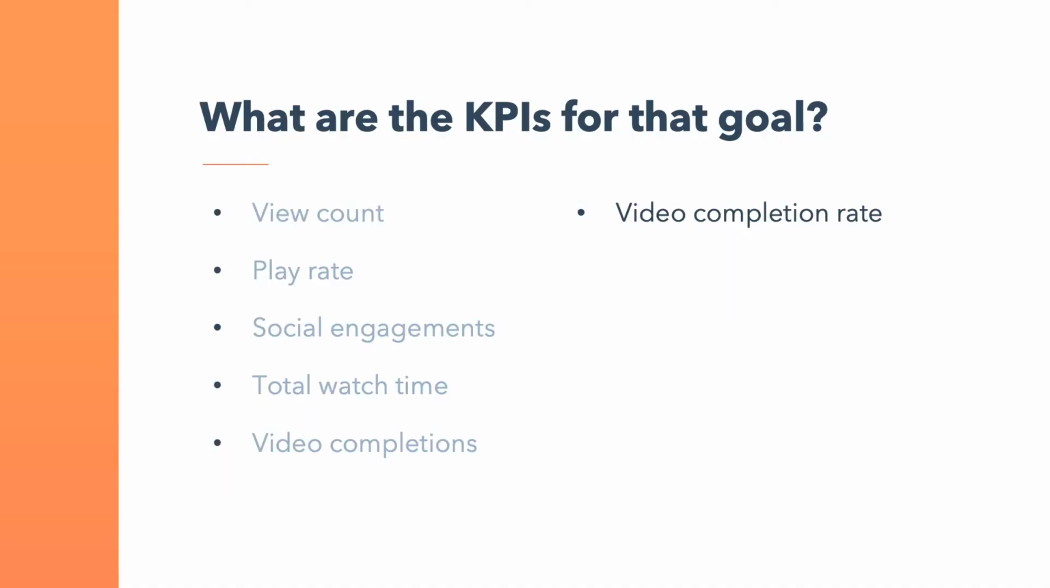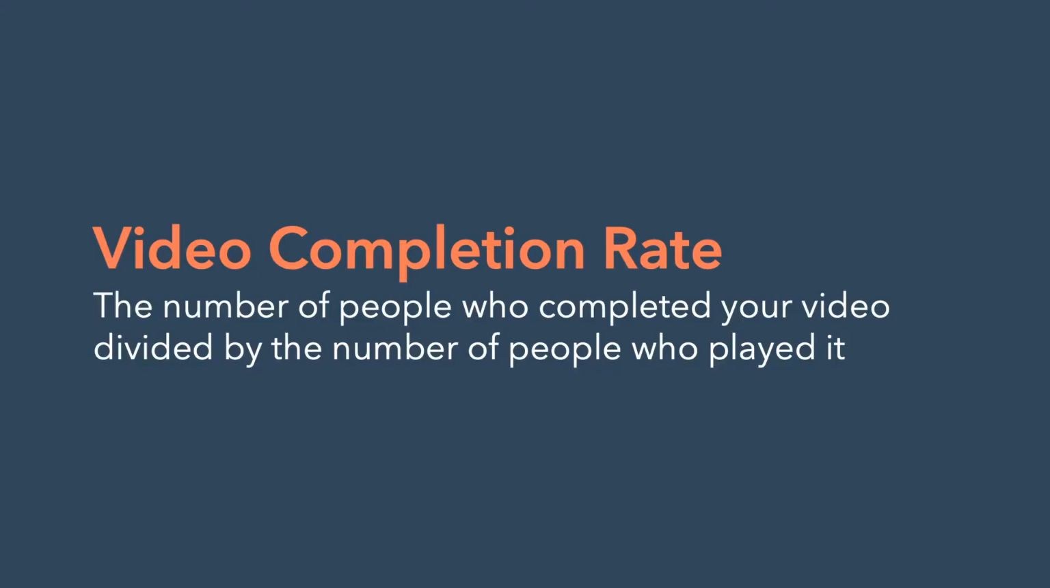Next is video completion rate. Video completion rate is the number of people who completed your video divided by the number of people who played it. Video completion rate is a great way to gauge a viewer's reaction to your video. Do you have a low completion rate? Is a large portion of your audience dropping off at a certain point in the video? This might be a sign that your video content is not resonating with your target audience, or it's not engaging them enough to keep them tuned in.